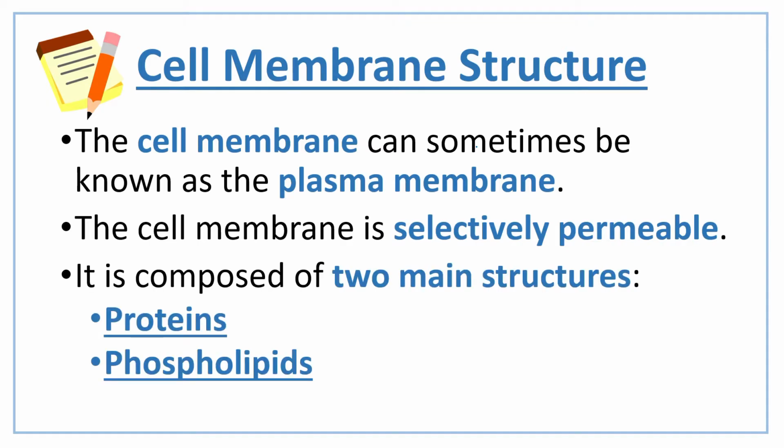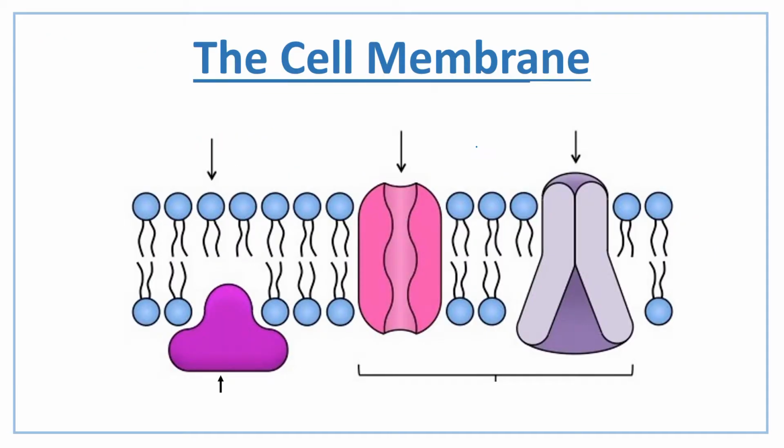Now, the cell membrane has two main parts. It is composed of proteins and phospholipids. And I'm going to show you what that looks like. So this is a diagram of the structure of the cell membrane. Now the first arrow up on the top left is pointing to phospholipids, which are these little guys here. So they have their head and then they have their two tails.